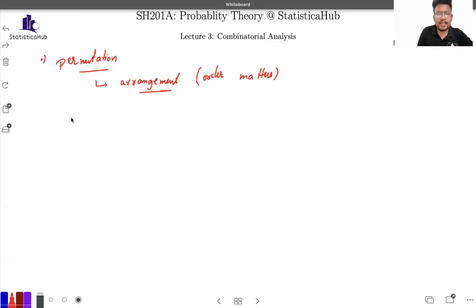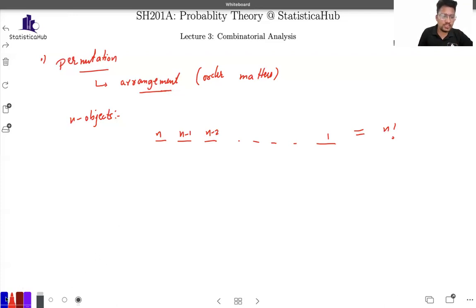Suppose we have n objects and you have to arrange them: first place, second place, third place, and so on, finally the nth place. The first place can be filled by any one of the n objects, so we have n possibilities. For the second place, one object has been taken up, so we are left with n minus 1, then n minus 2, and finally 1. So this comes out to be n factorial. We are arranging n objects, and that is n factorial.